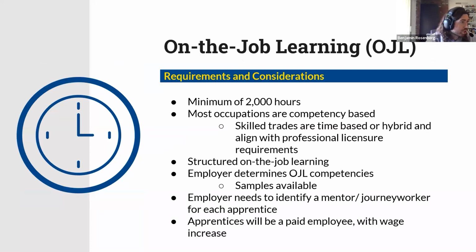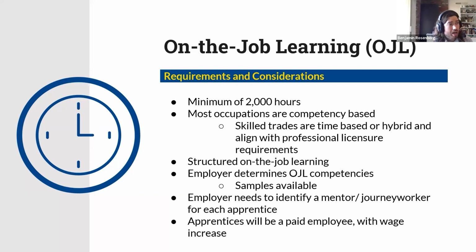For the on-the-job learning, here are some requirements and considerations. First, again, a minimum of 2,000 hours for 1 year. You cannot have anything less than that. If you're trying to create an apprenticeship program that has less than 2,000 hours of on-the-job learning, you're not going to be able to create that program. Your program must have at least 2,000 hours.